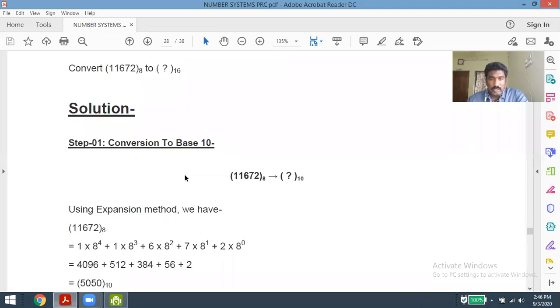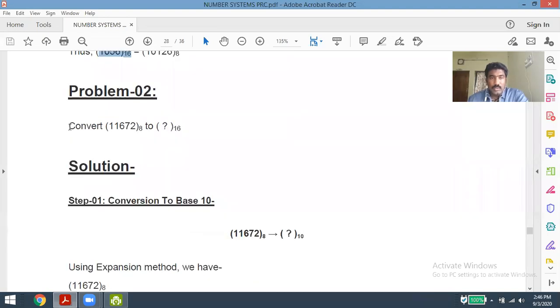Let us go for the other problem. Convert 11672 base 8 into base 16.